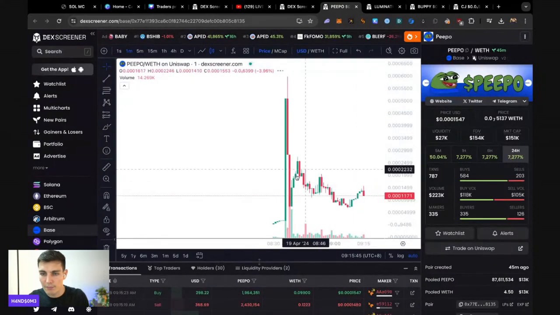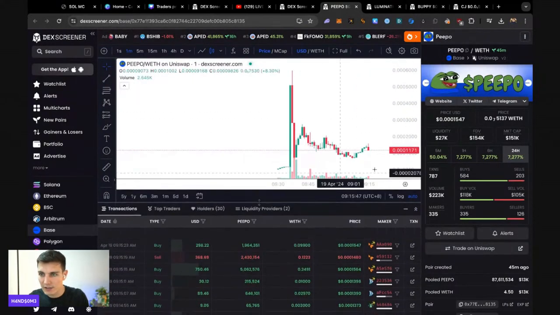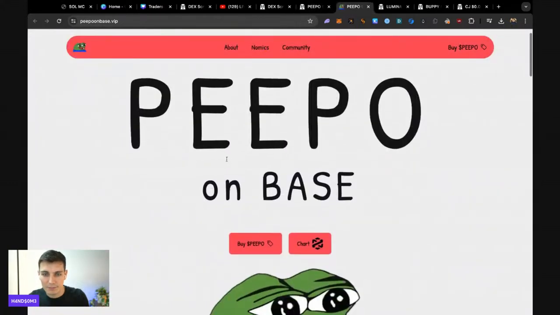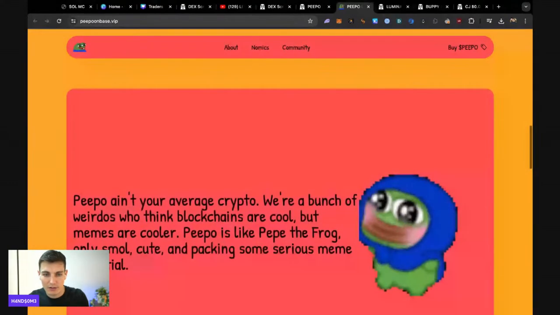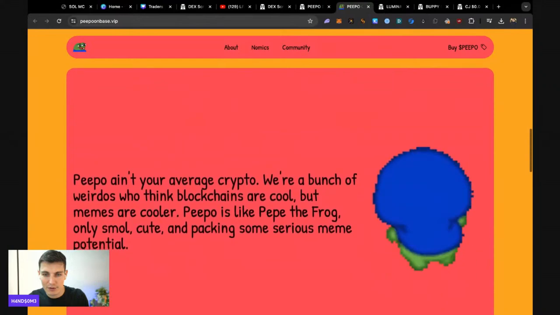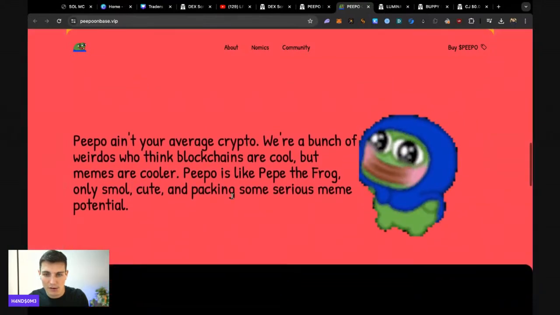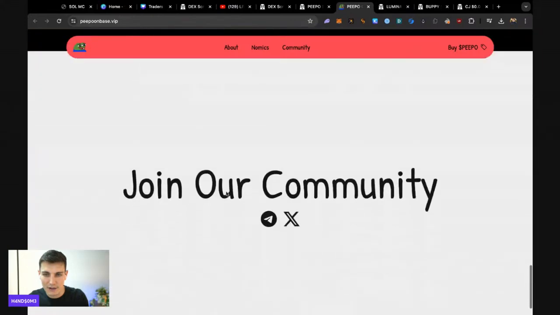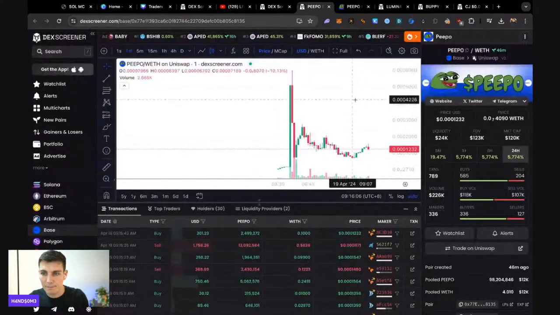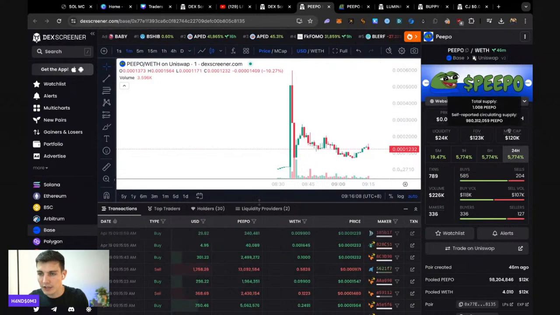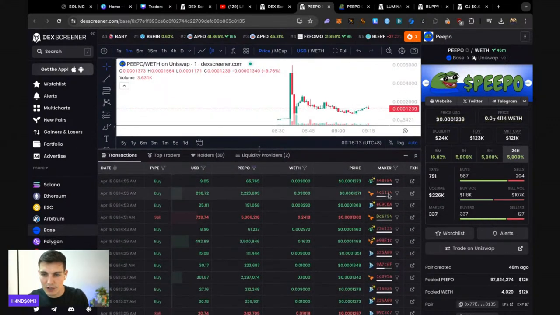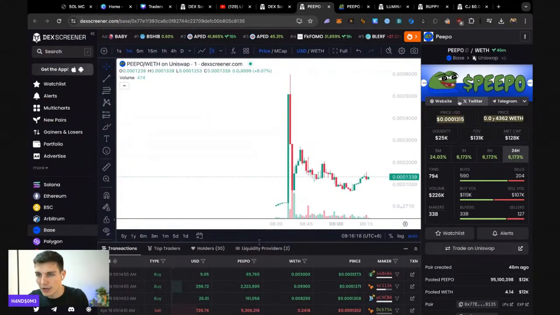I'm going to go on the 1 minute chart because I'm a chart addict. This looks bad to me. There's just no other words. Pipu is your average crypto. We are a bunch of weirdos. Like Pepe the Frog, only small cute packaging. Okay. This is a 120K market cap. Usually I check the transactions quickly to see if I see anything dodgy. So far it seems okay to me.